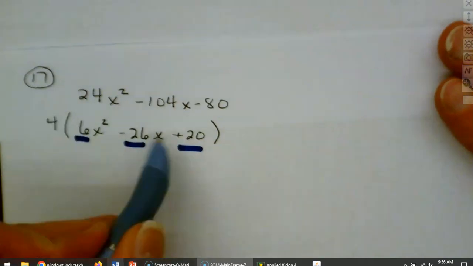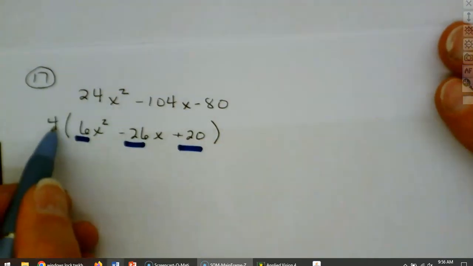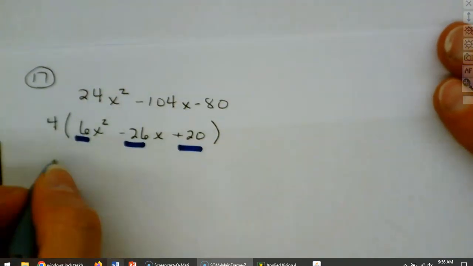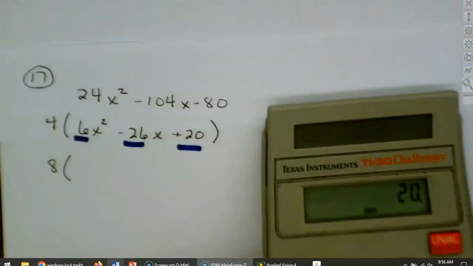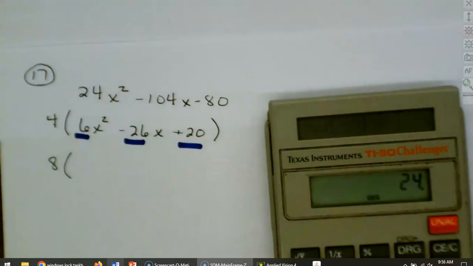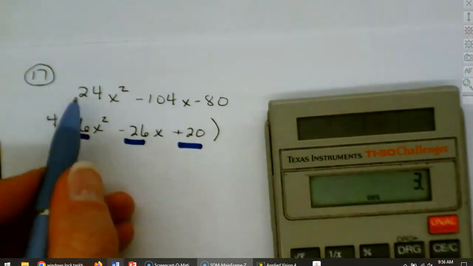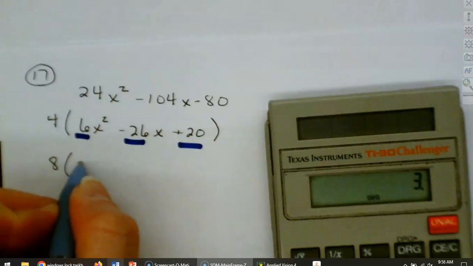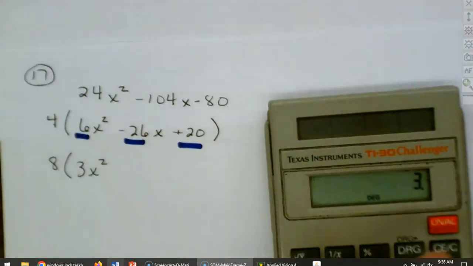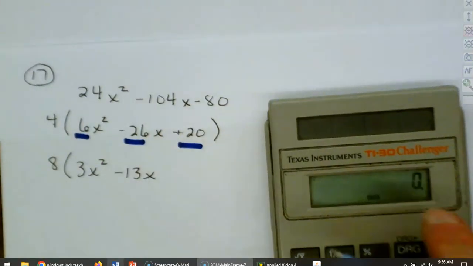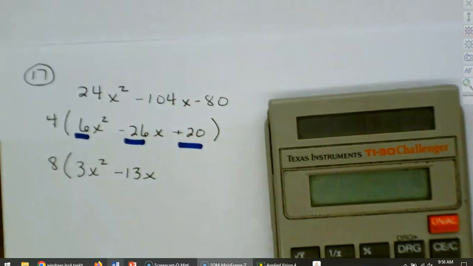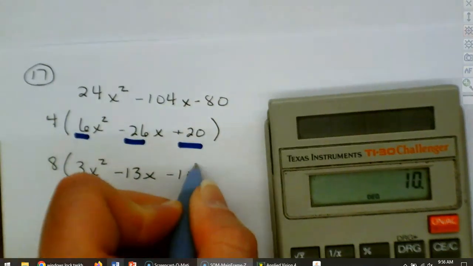And so what I do is I multiply. Okay, so let's take a 2 out of here. And I've got the 4 out in front. I'm going to multiply it by 2. So let's actually try to take out an 8. And let's see if 8 will work. So 24 divided by 8, that's a 3x squared. 104 divided by 8, that's a minus 13x. And 80 divided by 8, that is a what? Minus 10.